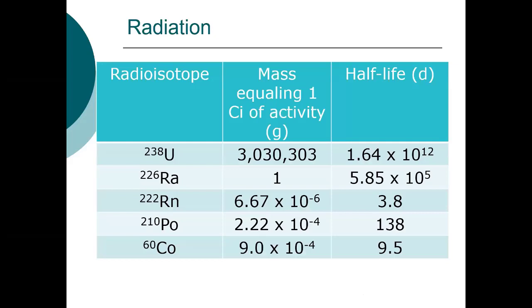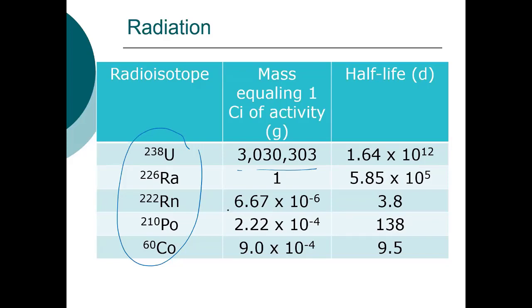To give you a sense of the scale of what we're talking about, the common radioisotopes, the first 4 are the ones that I've mentioned before in the decay of uranium-238. So the mass equaling 1 curie of activity, for instance, for uranium is roughly 3 million grams. On the other hand, radium is 1 gram.